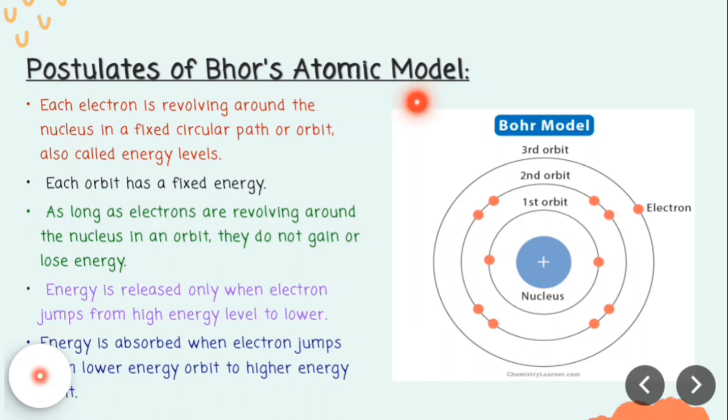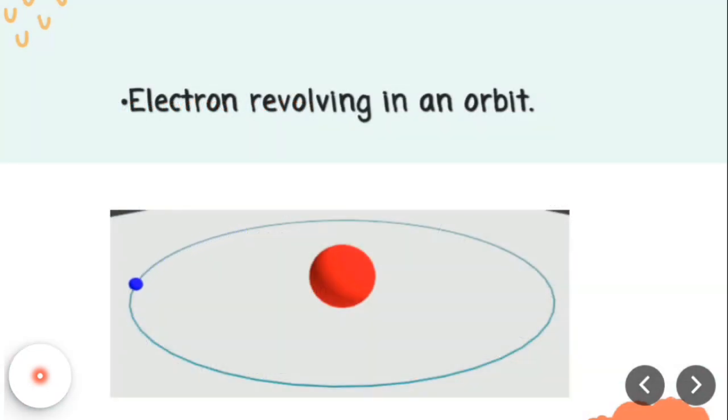Now let me recall what they were. One was that electrons revolve only in a fixed circular orbit, or energy levels. Each orbit has a fixed energy level, and as long as electrons are revolving around the nucleus, they do not gain or lose energy. Energy is only released when an electron jumps from higher to lower, and energy is absorbed when an electron jumps from lower to higher. This is how an electron revolves in an orbit around the nucleus.